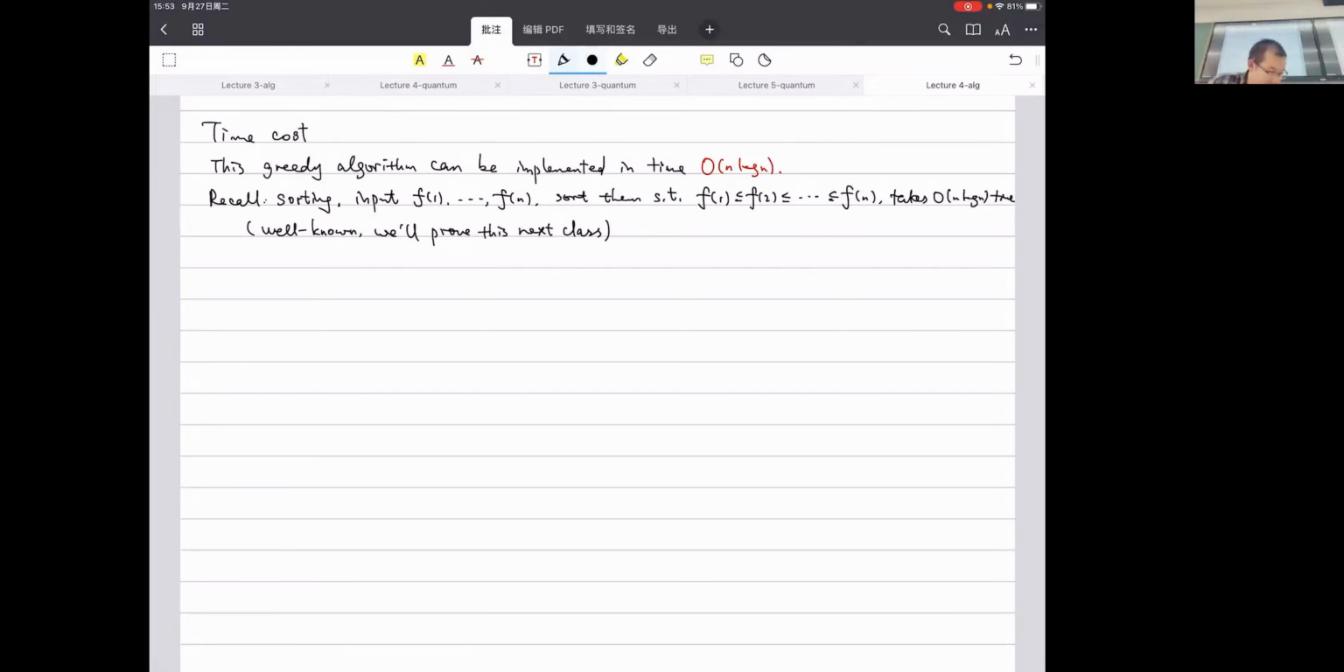It is very critical here that each time we choose the interval with the earliest finishing time. So it makes sense at the beginning to first sort all the intervals, giving such an ordering, and then we consider what is next, which gives a good way to maintain our algorithm here.